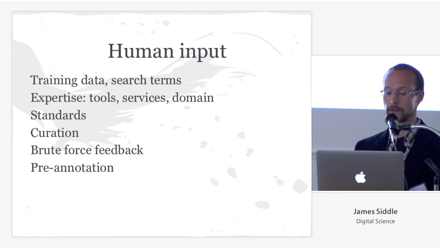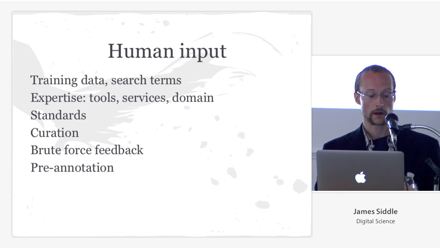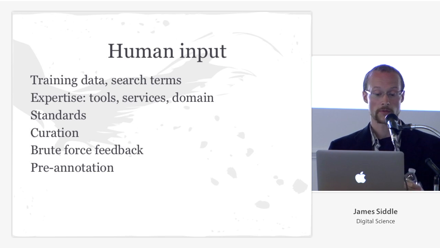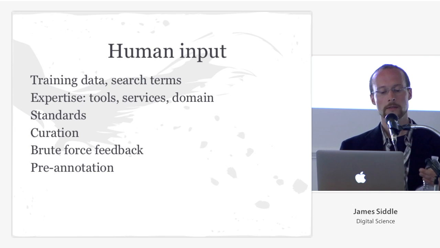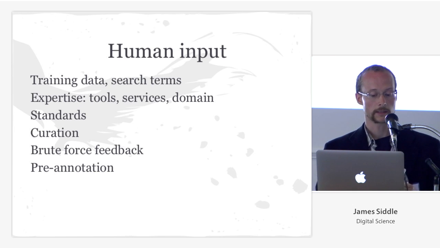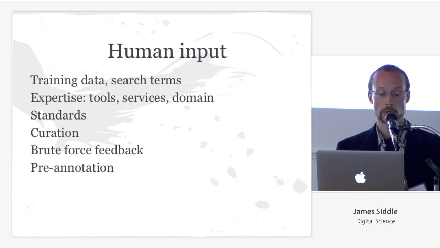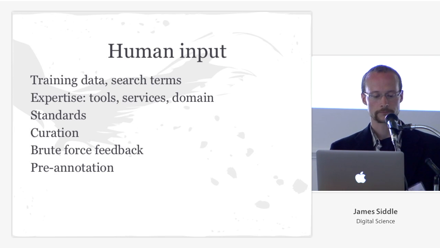So where do people fit into this picture then? Well, there are six main areas that I've identified. They provide training and test annotations, so dictionaries, annotation examples, search terms, the things that people are interested in. And these allow the development of automated classifiers and the disambiguation of resulting annotations. They build the tools and the services to take the content and to classify all the things. So expertise in machine learning, natural language processing, image processing, specific domains such as chemistry, etc. And these are foundational components of automation.